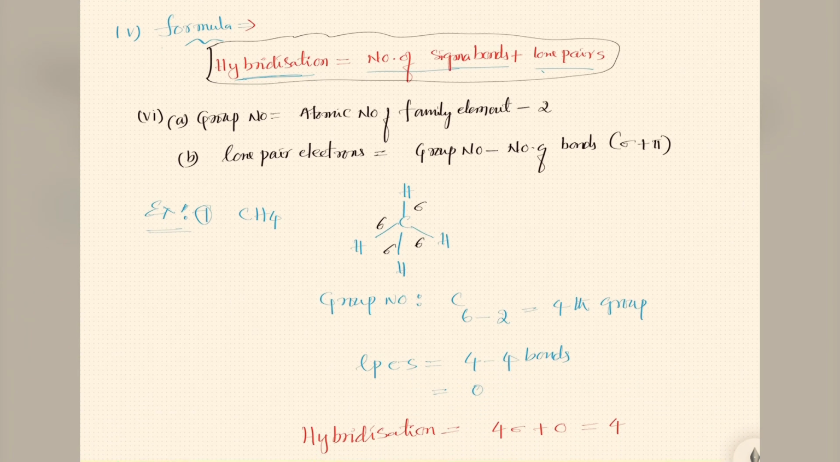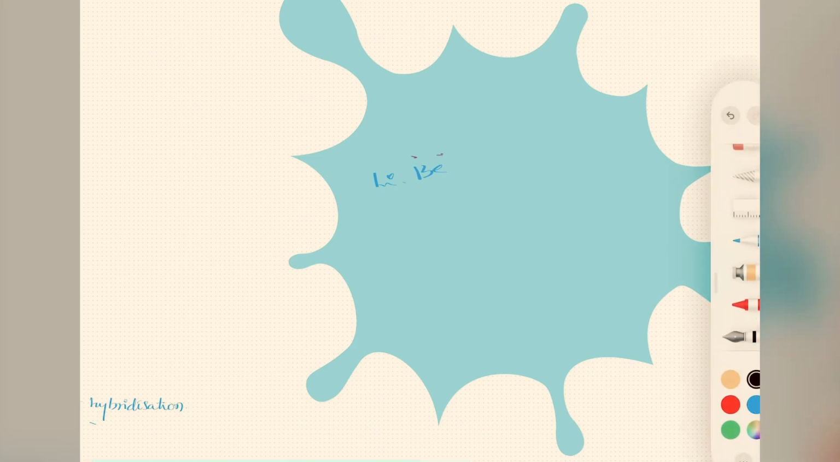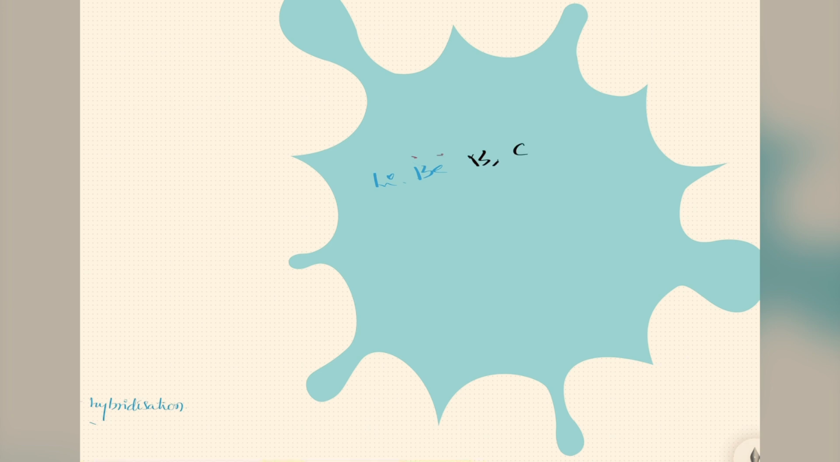I will tell you. First, before going to hybridization, we need to know the group number. What is the group number of the element which is participating in hybridization? Clear? And how to get it? This is my formula: atomic number of the family element minus 2. What is the meaning of this? The family elements are lithium, beryllium, boron, carbon, nitrogen, oxygen, fluorine.